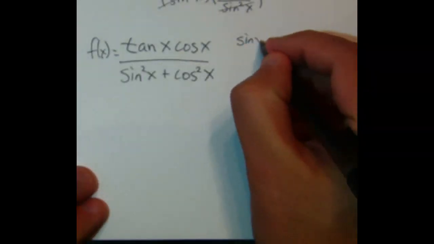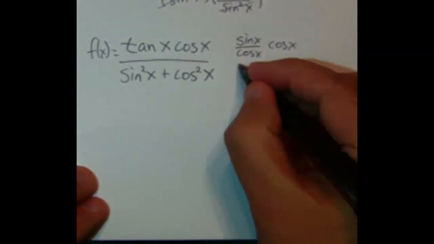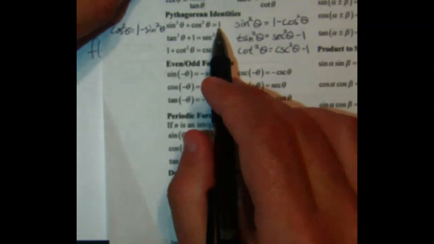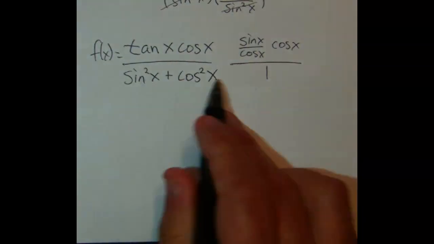Alright, so let's take our tan x first. We know tan x from our reference sheet is sine over cosine. So this would be sine x over cosine x, cosine x over. Now what's sine squared x plus cosine squared x? Well, if we look carefully, sine squared x plus cosine squared x is 1. All this at the bottom is 1.